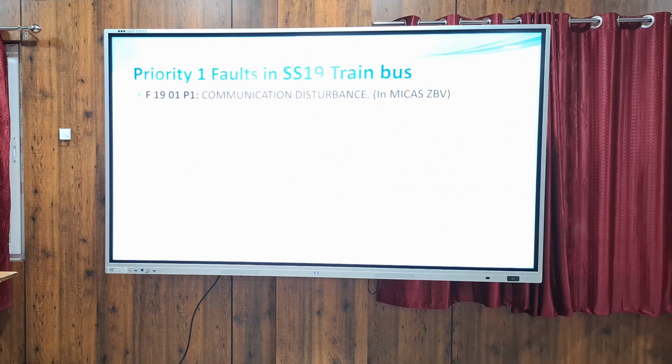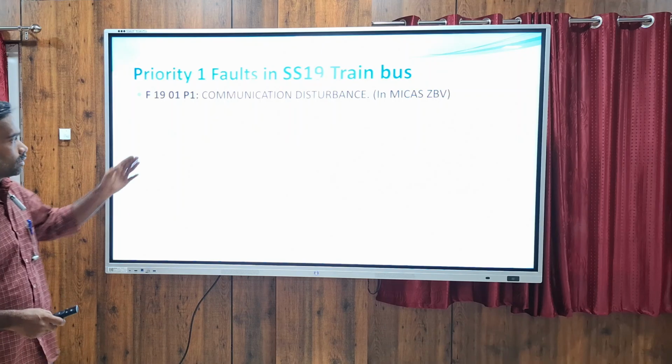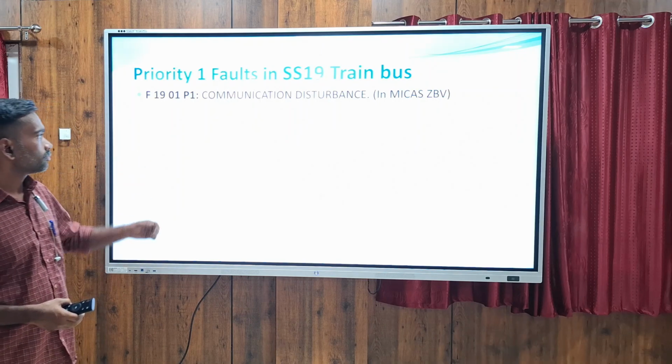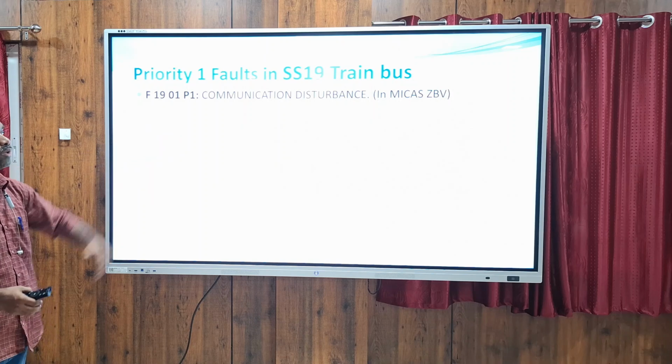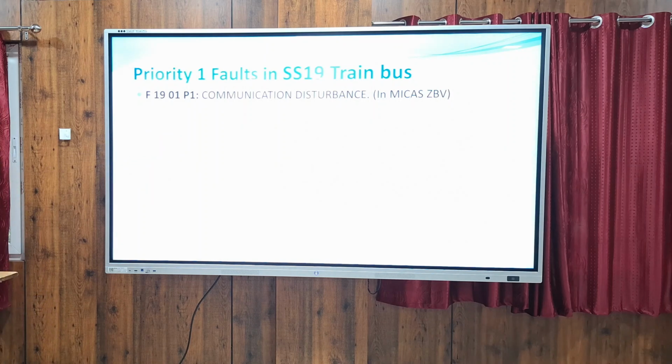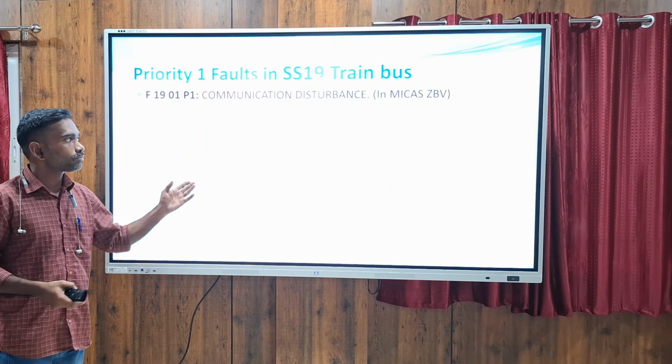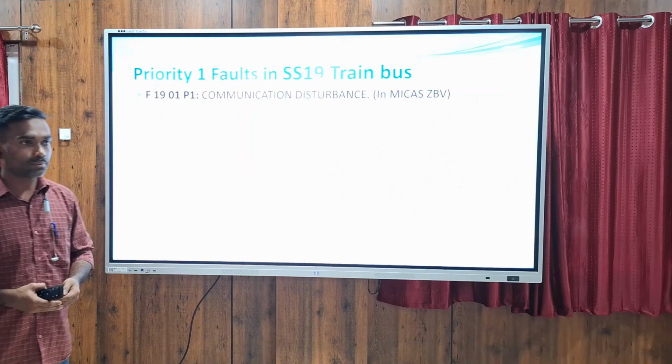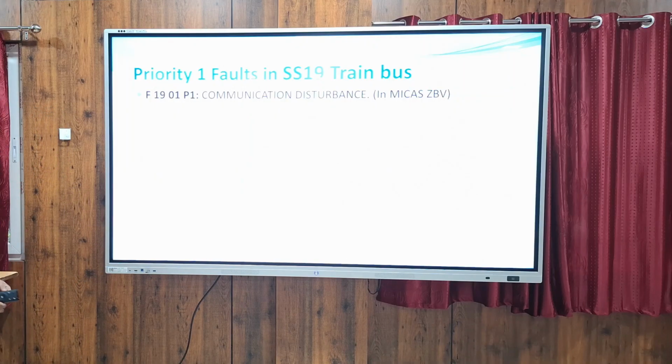Train bus. This train bus is actually in Mika's logo, where the ZB card is there. That will take care of the train bus communication. Similarly, in TCN VCU also, a repeater card is there. So this will take care of the train bus communication. If that card has some issue, then train bus communication failure, this fault will come.